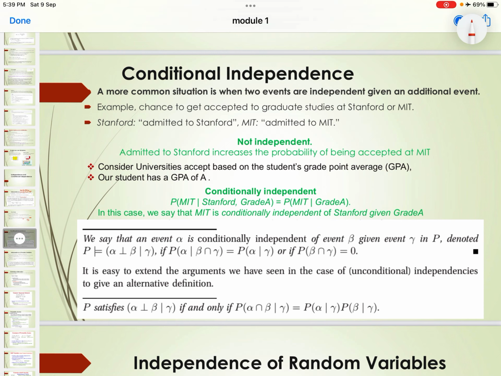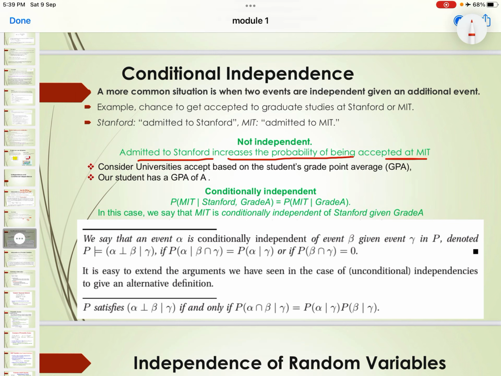Conditional independence. A more common situation is when two events are independent given an additional event. Example, chance to get accepted to graduate studies at Stanford or MIT. Admitted to Stanford, admitted to MIT. Not independent. Being admitted to MIT increases the probability of being admitted to Stanford. So they are not independent, because what is it saying? The statement is saying that if you are admitted to Stanford, then your probability increases to get admitted to MIT.